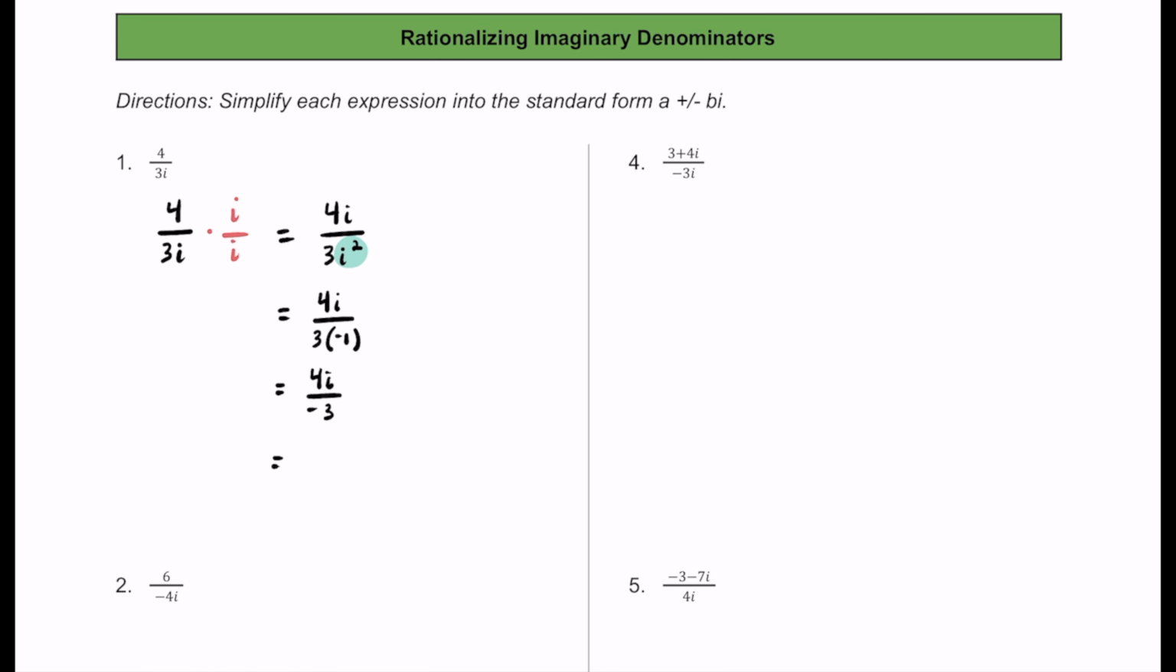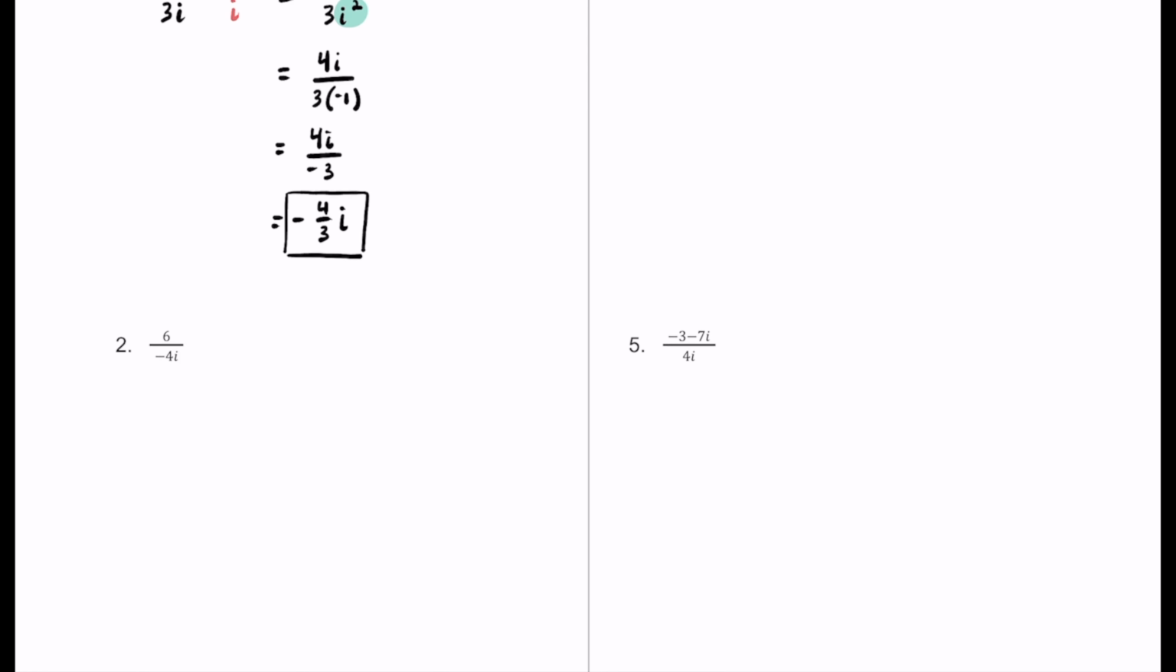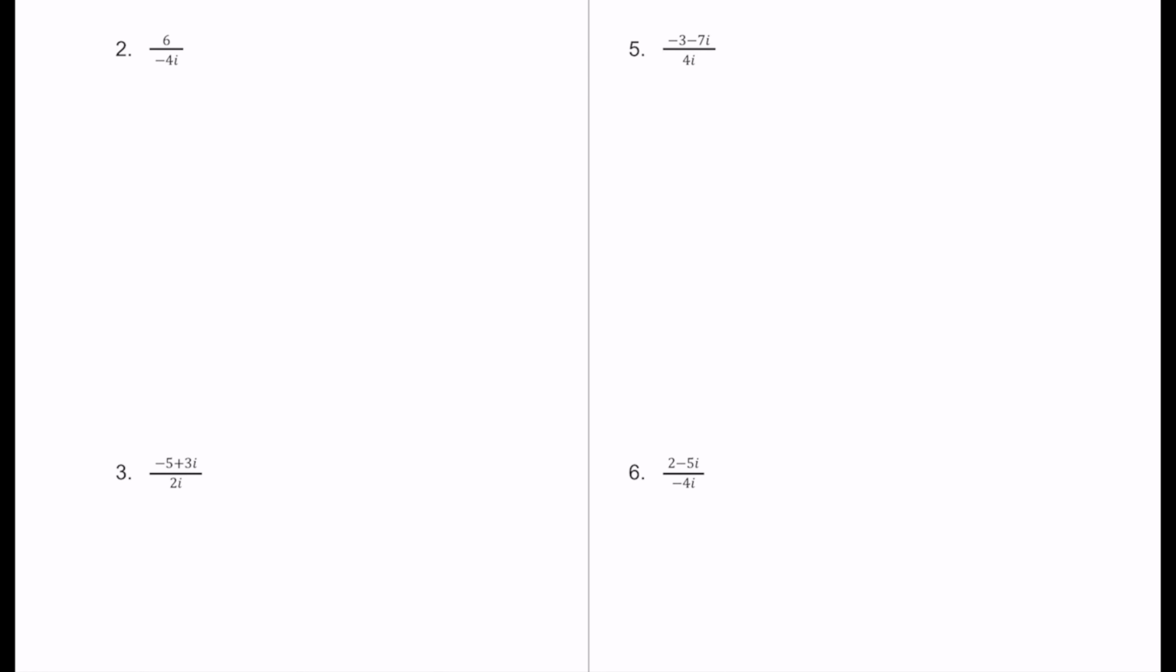And then to write our final answer, let's put this as negative 4/3 as a coefficient and put i right next to it. So negative 4/3 i would be this final solution here, or this version would be rationalized. For number 2, we have the expression 6 over negative 4i. Let's go ahead and copy that down.